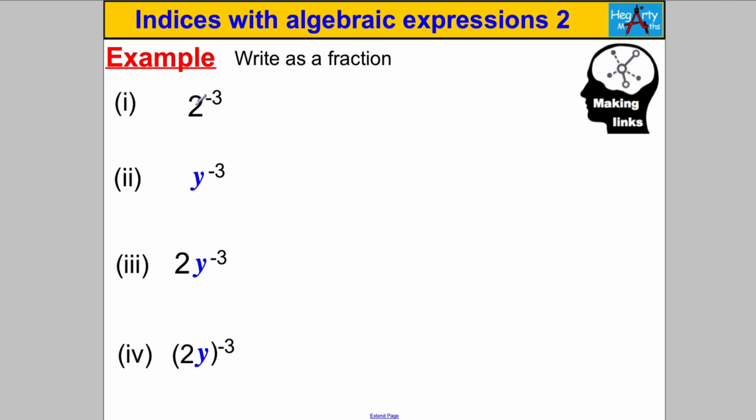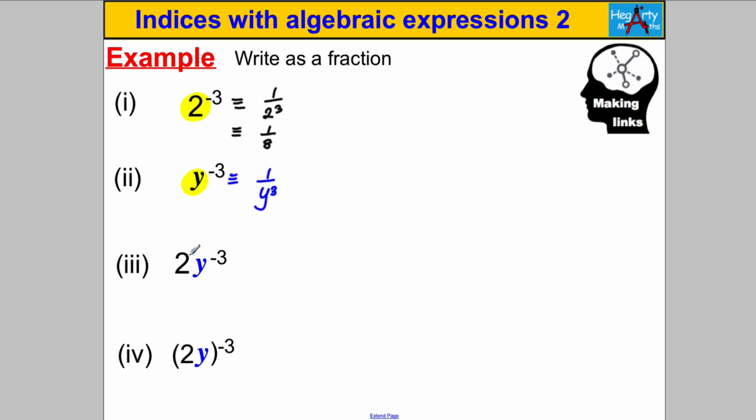Write as a fraction 2 to the negative 3. Well, hopefully you realise that that is 1 over 2 cubed. And you can work out 2 cubed, it's 8, so this is the same as 1/8. Now, exactly the same thing's going on here, except our base isn't 2 anymore, it's y. So y to the power of negative 3 must be 1 over y cubed. And that's a fraction. And we're done our question.